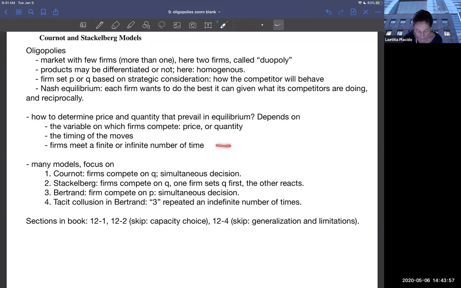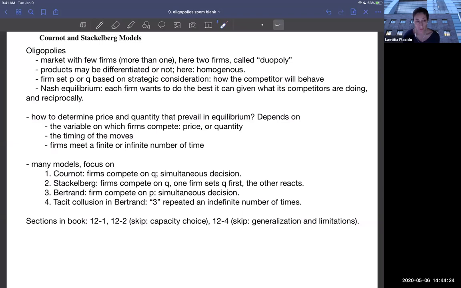The last parameter that's going to change here is whether firms are going to meet on the market either a finite or an infinite number of times. The market outcome will be very different if firms meet once or if firms meet several times on the market.